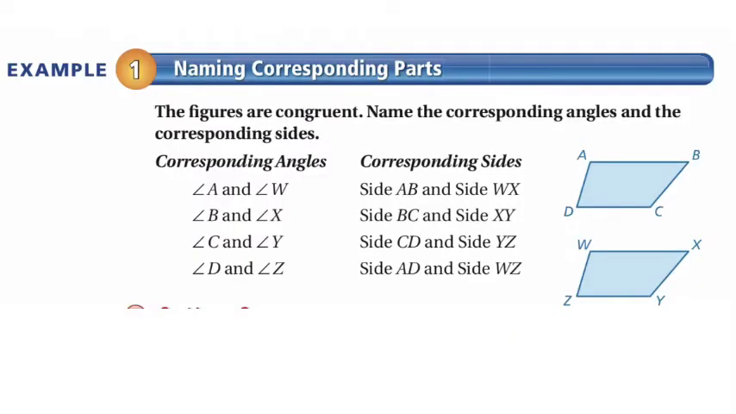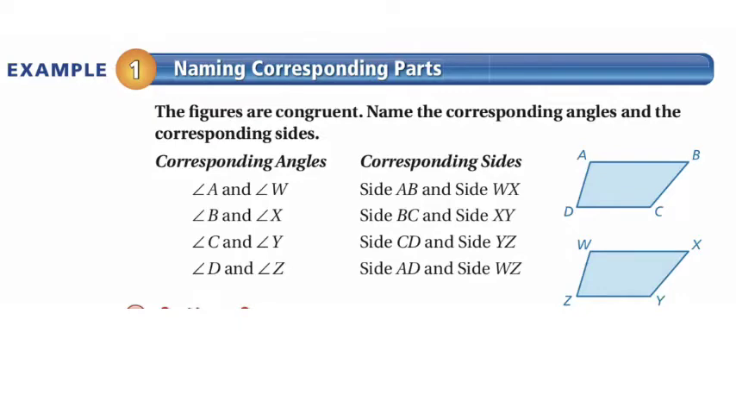In example 1, naming corresponding parts. The figures are congruent. Now they tell us they're congruent. We don't have to figure out they're congruent. We'll take them at their word. It says name the corresponding angles and the corresponding sides. So corresponding angles. Angle A on the top figure corresponds with angle W on the bottom figure because they would overlap if we were to lay those shapes over each other. Angle B and angle X correspond, angle C and angle Y correspond, and angle D and angle Z correspond.